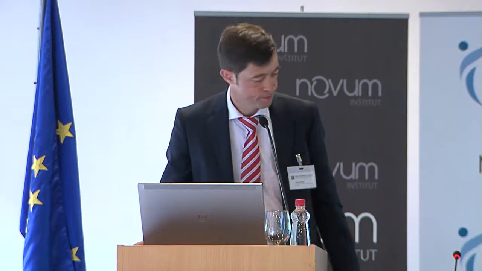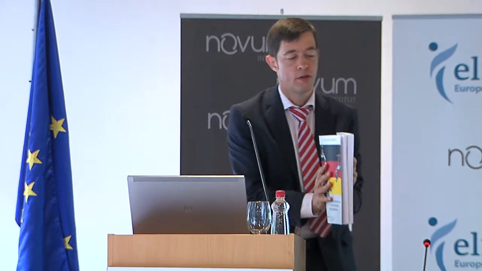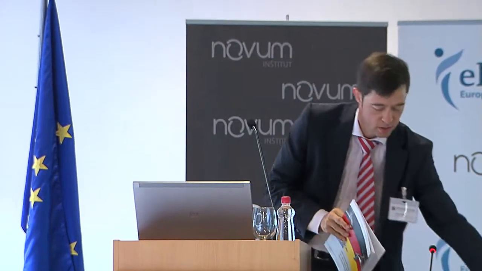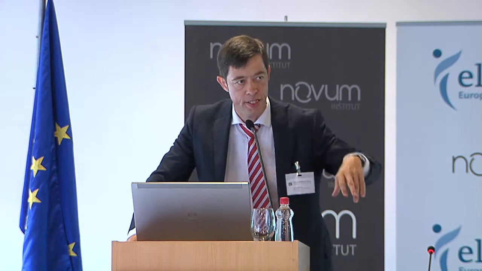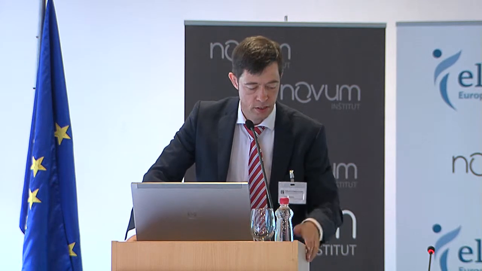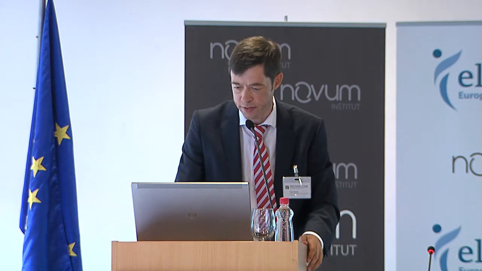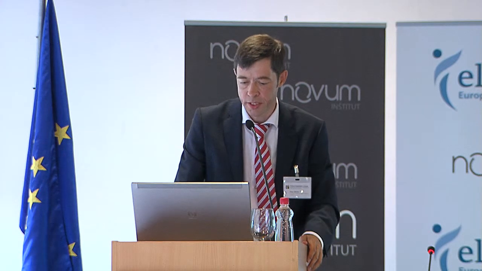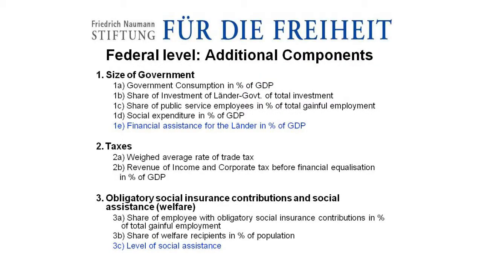Now I'm coming to the federal level. This is a study, and if you compare it, this is a big one, very big one, and this is a smaller one. And the point is, we can't use the same data and the same indicators that we can use on the national level. So the state level is different. Of course, we use the size of government, government consumption percentage of GDP, social expenditure in percentage of GDP, financial assistance of the Länder in percentage of GDP. I highlighted this in blue because this is tricky, because this is influenced by the dirty financial equalization scheme.